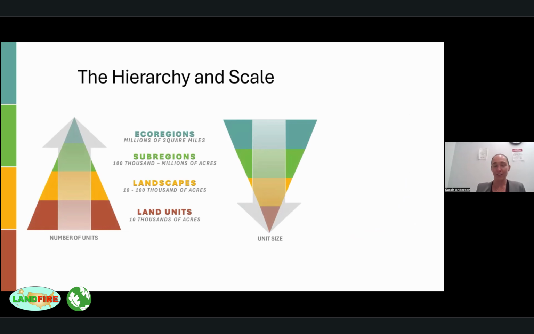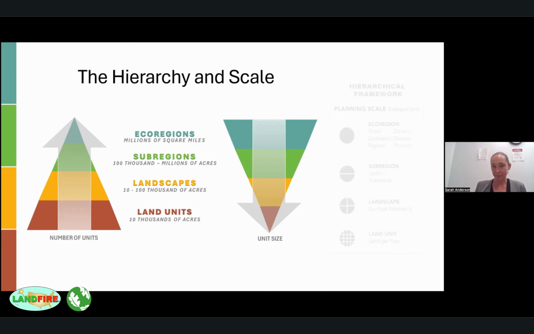These are going to be our very largest ecological regions out there, often millions of square miles, thousands of square miles. And so as we go from the very big units, of course, we have very few of those to have global coverage. And then as we move down, we have smaller and smaller units, subregions occurring within ecoregions, landscapes occurring within subregions, and then land units being our finest scales at only a handful of acres at times.